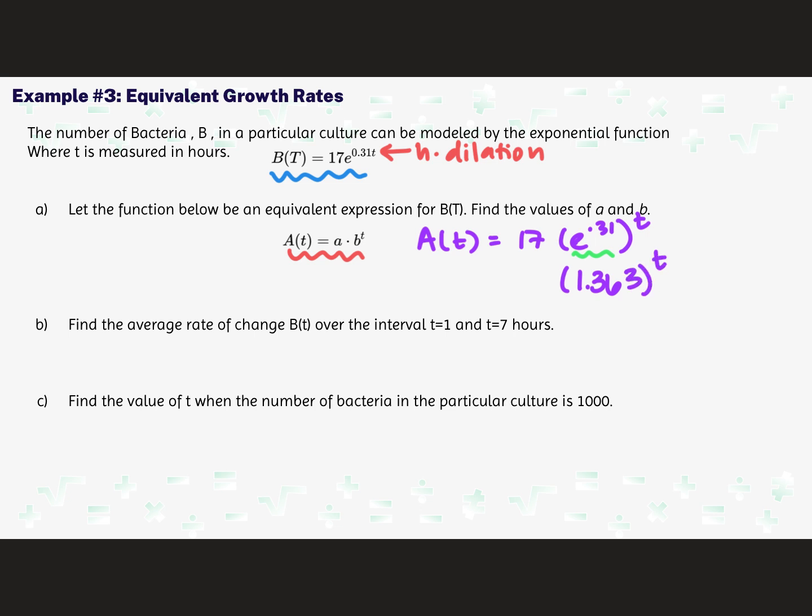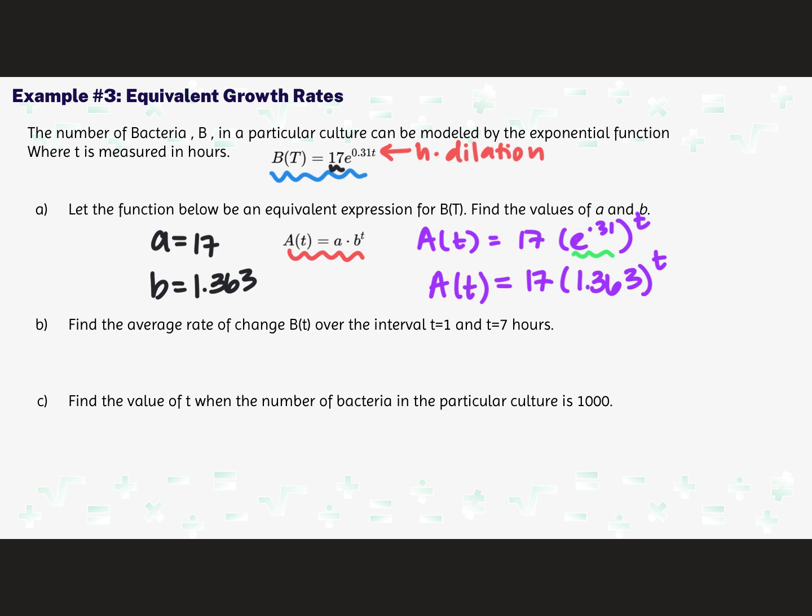e to the 0.31 power, if I type that in, is going to simplify to a decimal expression, 1.363. So rewritten without that horizontal dilation or that coefficient in the exponent position, we'd have 17 times 1.363 to the power of t. You'll notice that the a value, the initial value, does not change, just the base value does. So a stayed 17, that initial value, but our base changed to a new base ratio of 1.363.